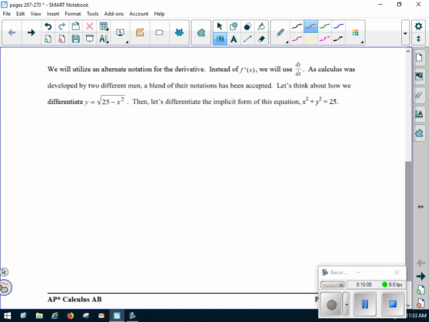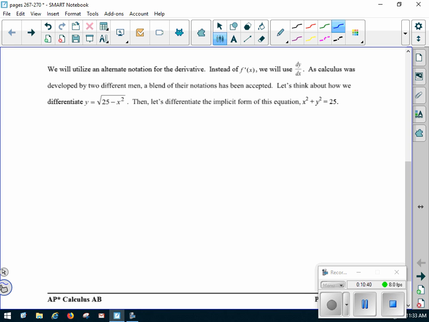Now, you've got a good amount of space down there. You're essentially going to divide this into two. We're going to take the derivative of this, and then we're going to take the derivative of this. Let's take the derivative of y equals square root of 25 minus x squared. You know how to do that. That's an explicitly written function in terms of y, because by golly, you know what y is.